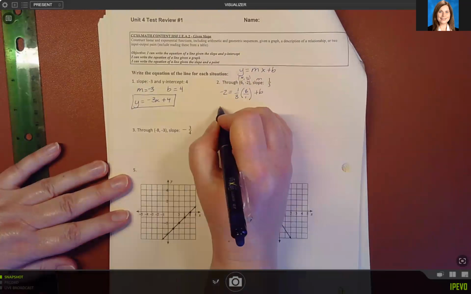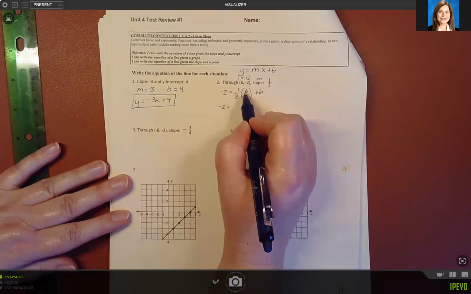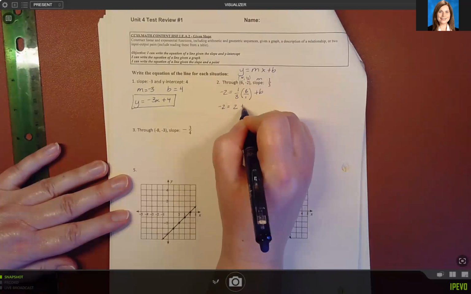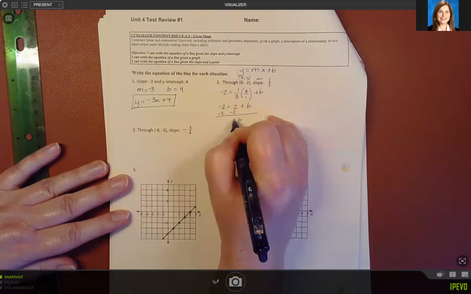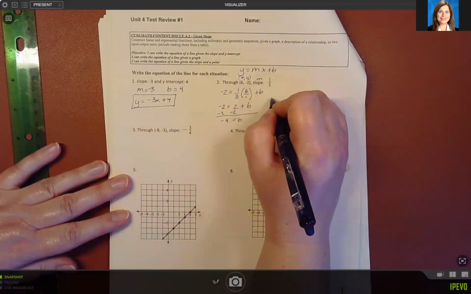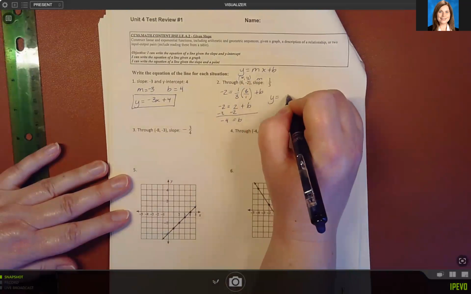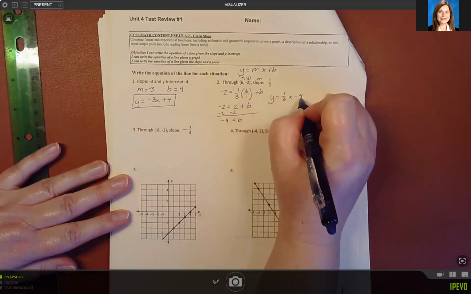So I'll break down the -2 equals 1/3 times 6, or 1/3 of 6 is 2 plus b. And then we subtract 2 from each side to get b equals -4. So this gives us our equation y equals 1/3 x minus 4.